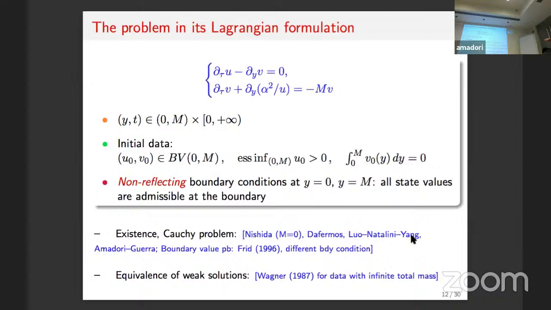Unfortunately, we could not apply it directly because it concerns the case in which the initial data have infinite total mass, so that the Cauchy problem for the Eulerian variable becomes a Cauchy problem in Lagrangian variables. So the results of this paper account for the case of infinite total mass, which is not the case here because we have finite total mass.